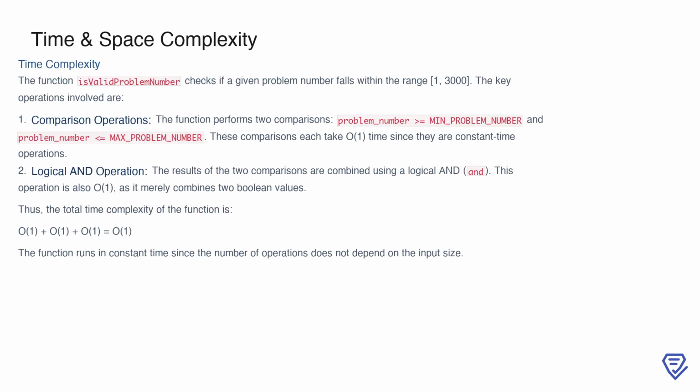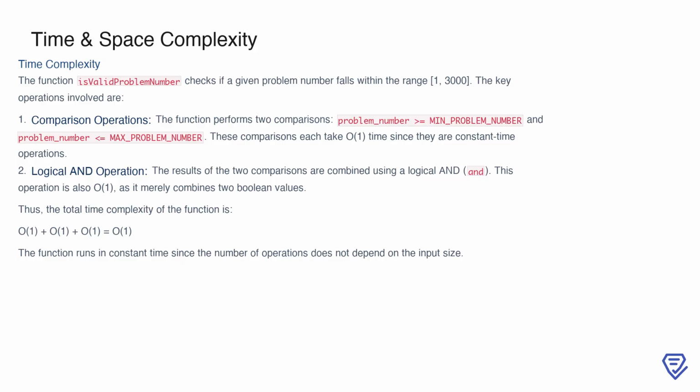In this section, we analyze the time complexity of the function isValid(problemNumber). The function is designed to check whether a given problem number falls within a specific range, from 1 to 3000. To achieve this, it performs two simple comparison operations, checking if the number is greater than or equal to the minimum value, and then checking if it's less than or equal to the maximum value.